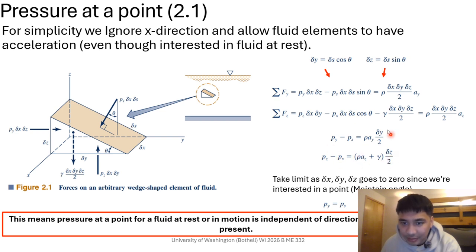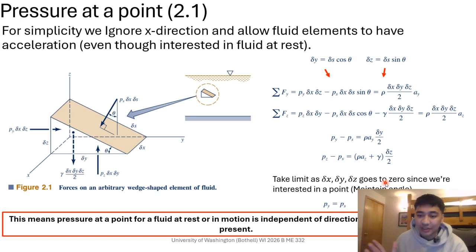I believe you guys should be able to do this algebra. If there's any trouble, let me know, but I think you should be able to do that. So now we're going to take the limit as delta x, y, and z goes to 0. The reason is that we're interested in a point, right? Once it reaches 0, we're at that point, and we're going to maintain the angularity of whatever these forces are applied at, right?